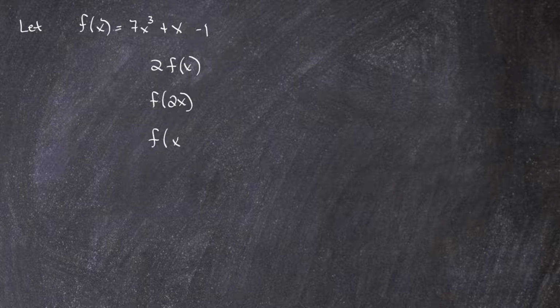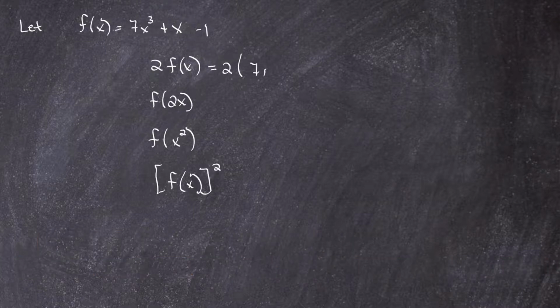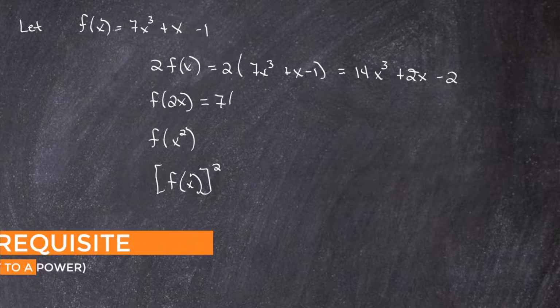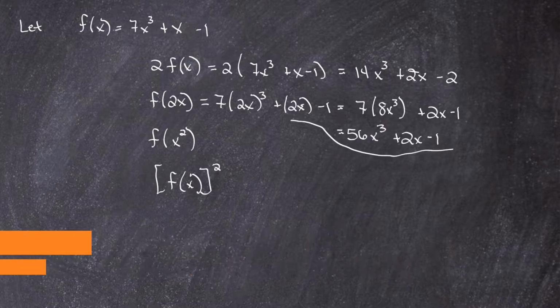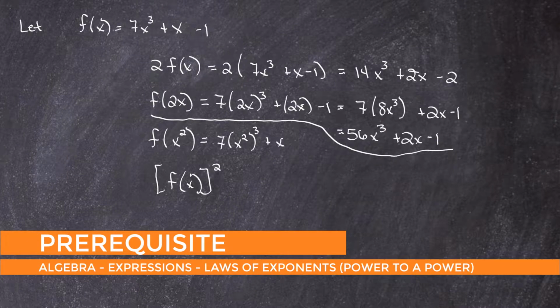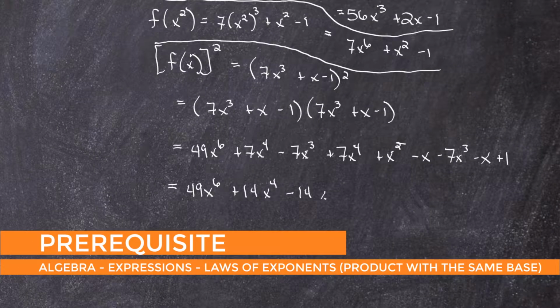We have 2 times your function, we have f evaluated at 2x, we have f evaluated at x squared, and then we have that oddball at the end, the square of our function. Following the order of operations, a prerequisite skill, you really can't go wrong with any of these. The first case has us plugging x into our function. Once that's done, we multiply the result by 2. The second case has us multiply x by 2 first, and then plug that into our function f. In the third case, we end up squaring x first, and then plugging that into f. In our final case, we plug x into f. Once that's done, we square the result.